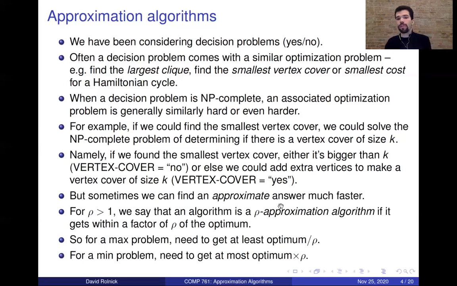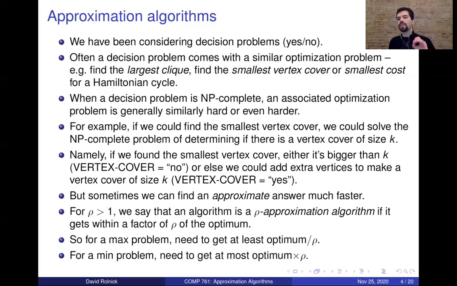And for a min problem, I would need to get at most the optimum times rho. So if it were a 10 approximation algorithm for a minimization problem, then I would have to get within a factor of 10. And getting within a factor of 10 means, in that case, that I'm at most 10 times the optimum, that I'm within a factor of 10 of the optimum. So this is just sort of intuition.